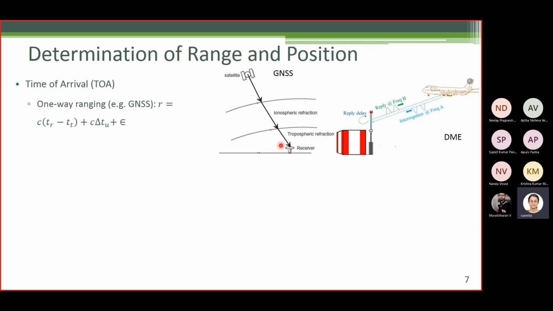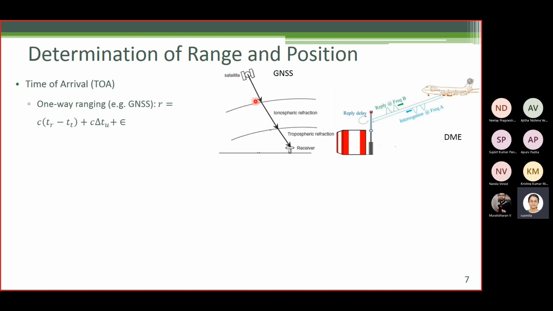Now, when the signal is received by the receiver, there is a clock, although not as accurate as the satellite clock, in the receiver. It's an inexpensive clock, but it also timestamps the signal. So by processing the signal in the receiver, it is possible to find the time of transmission of the signal. And then by time stamping the signal when it arrives at the receiver, we get the time of reception. And the signal travels at the speed of light.